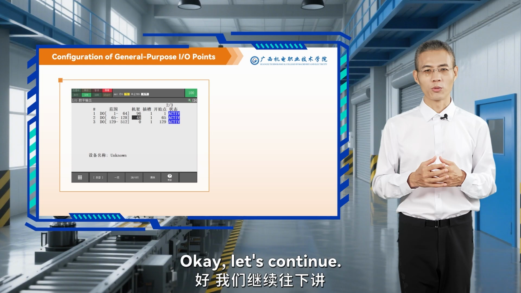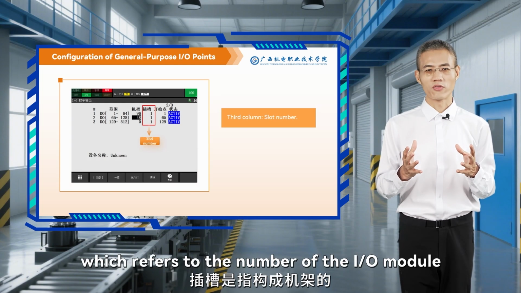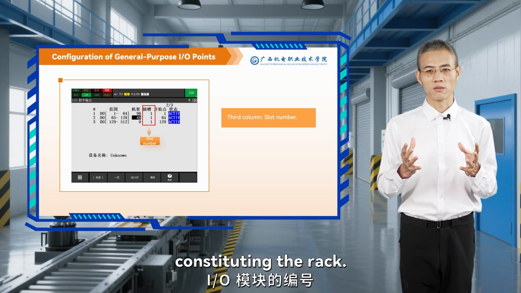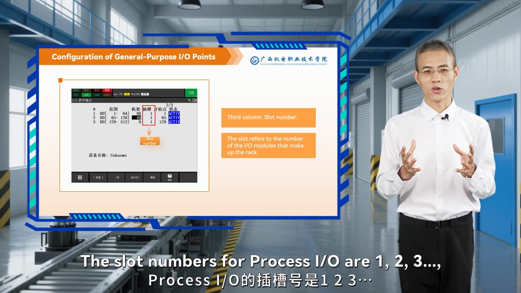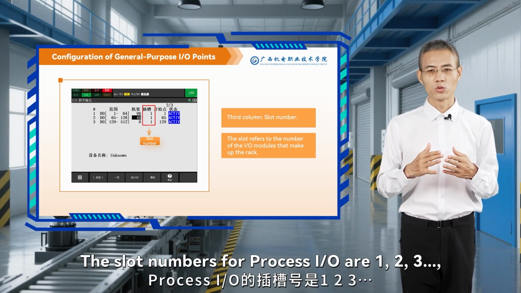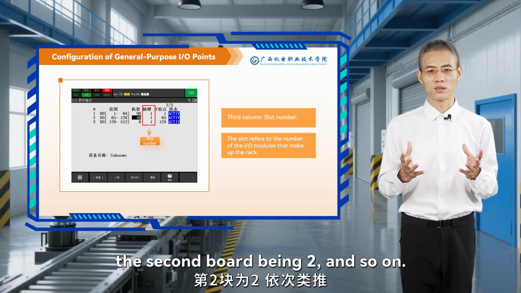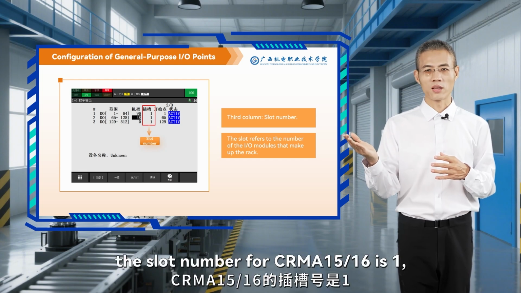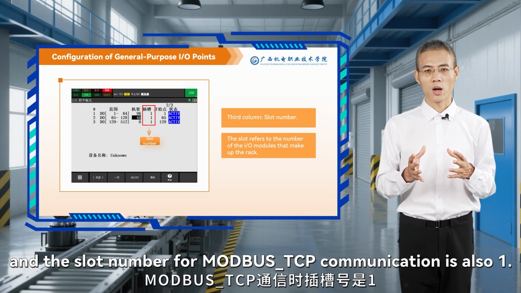Okay, let's continue. The third column is the slot number, which refers to the number of the I/O module constituting the rack. Specific values: the slot numbers for process I/O are 1, 2, 3, with the first board being 1, the second board being 2, and so on. In this diagram, the slot number for CRMN 15, 16 is 1. The slot number for Modbus TCP communication is also 1.